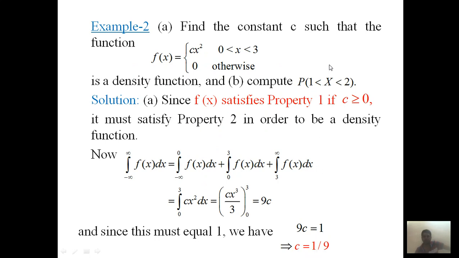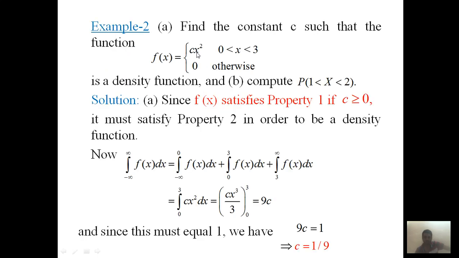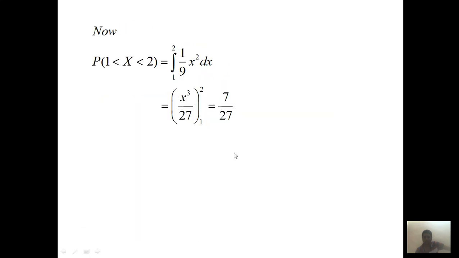Now next we have to compute the probability of x when x is between 1 and 2. The probability that x is between 1 and 2 is simply the integral from 1 to 2 of f(x) dx. f(x) is c x squared, but now c is 1 by 9. So substitute c as 1 by 9 into x squared dx. With simple integration, x cubed by 27 from 1 to 2, the simplification leads to 7 by 27.